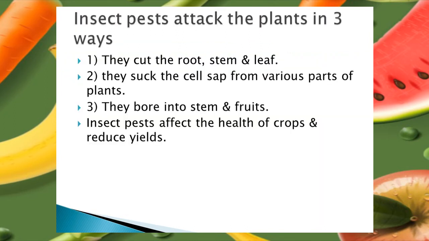Insect pests are also the enemies of the crop plants. They attack the plants in three ways. First way is they cut the root, stem and leaf of the plants. Second way is they suck the cell sap from various parts of the plants. Third way is they bore into stem and fruits. Insect pests affect the health of crops and reduce the yields.